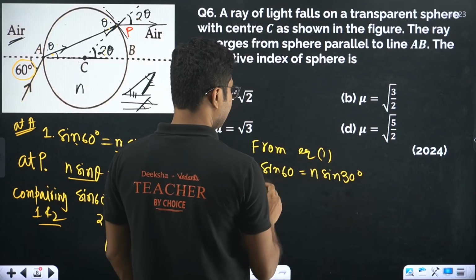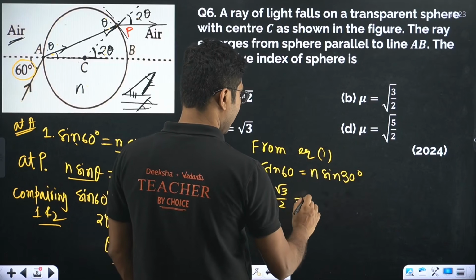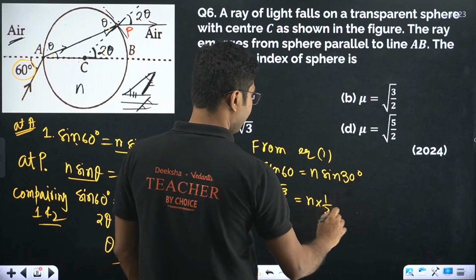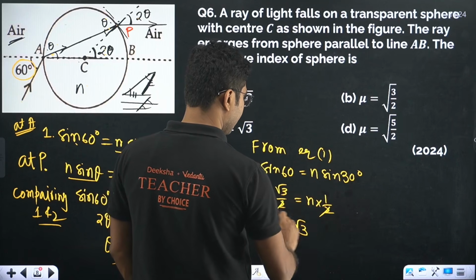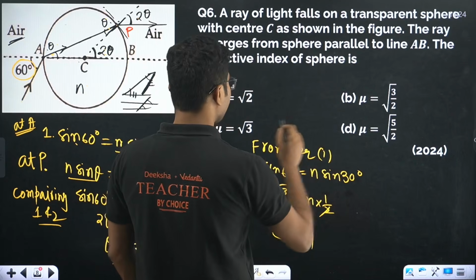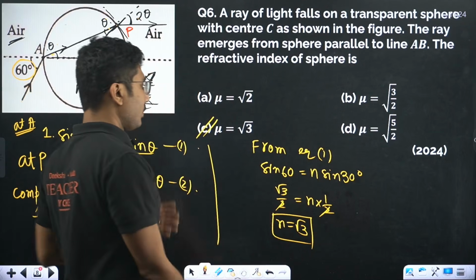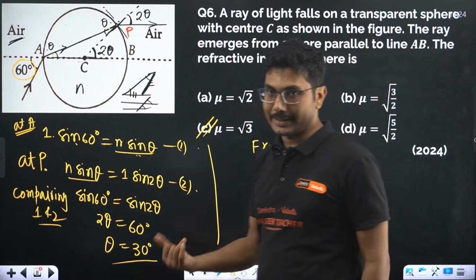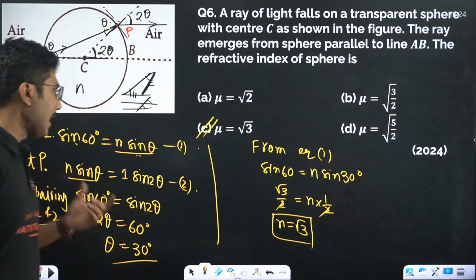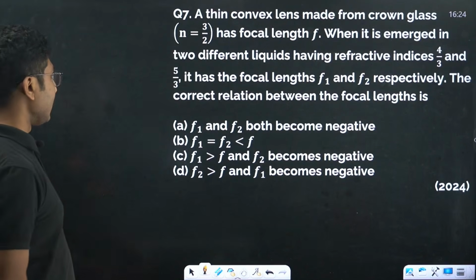Okay, so sine 60 is root 3 by 2 equals n, sine 30 is half, so the 2 cancels and we get n equals root 3. Okay, simple. So n equals root 3 is the correct answer. Again, not super easy but not super difficult as well. If you figure out the geometry and use this simple trick, you can solve it without any difficulty.